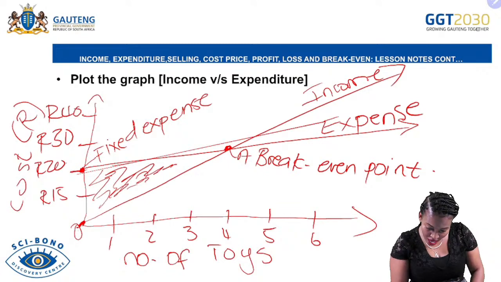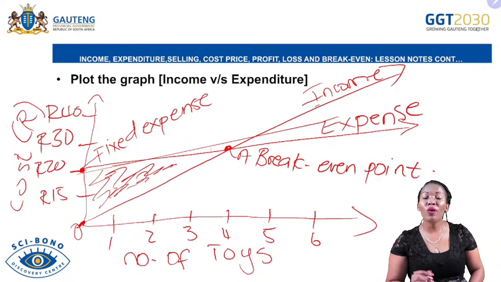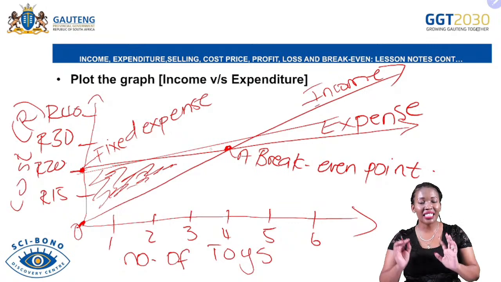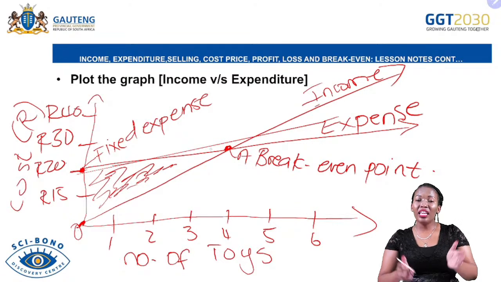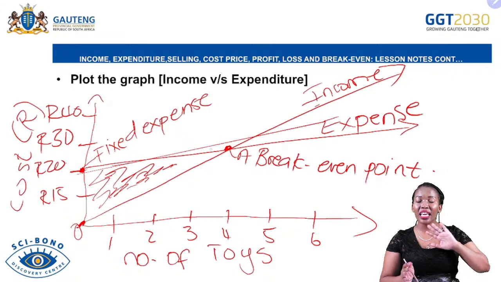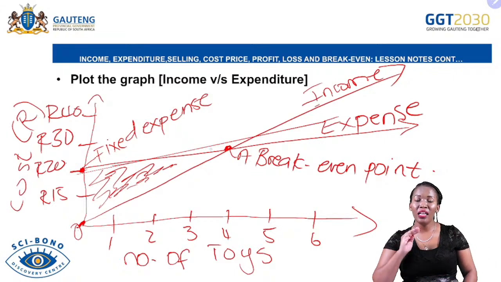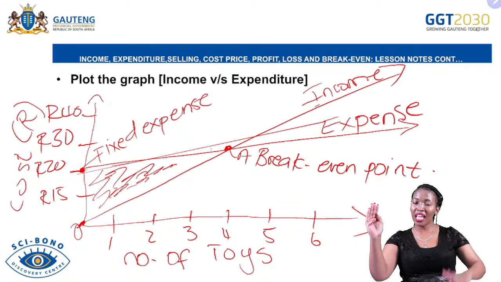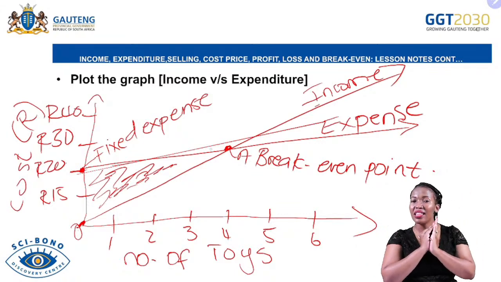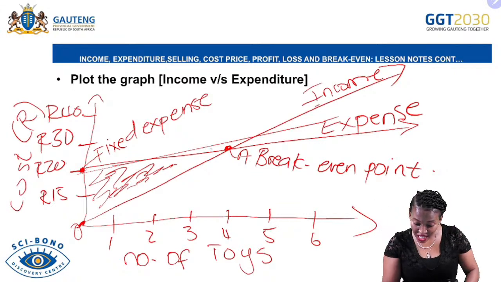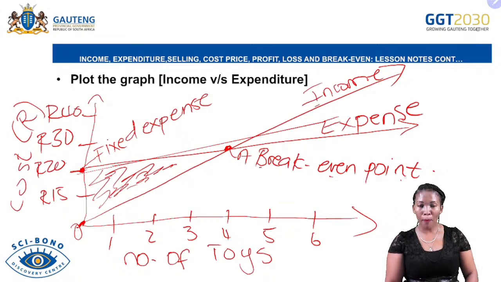And what happens at the break-even point? That is the point where your income and your expenses are exactly the same. The business is not making any profit, and it is also not making any loss. So your income and your expenses are exactly the same at that point. It's called the break-even point.